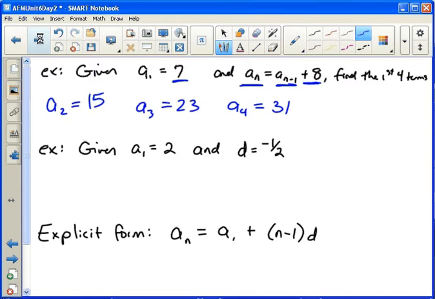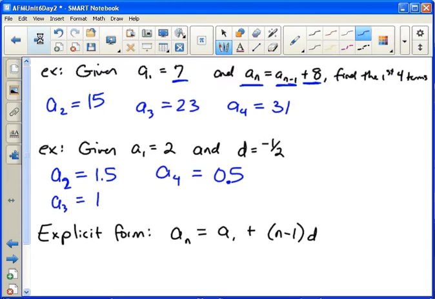Another way they may ask you to do it is by giving you the first term and the common difference. Here we have a1 equals 2, that's the first term, and then we have d equals negative 1/2, so that's telling you you need to subtract 1/2 each time. So a2 is going to be 1.5, a3 is going to be 1, and a4 would be 0.5. So I'm subtracting 1/2 each time. Again, a1 represents your first term. d represents the number you're adding or subtracting each time.